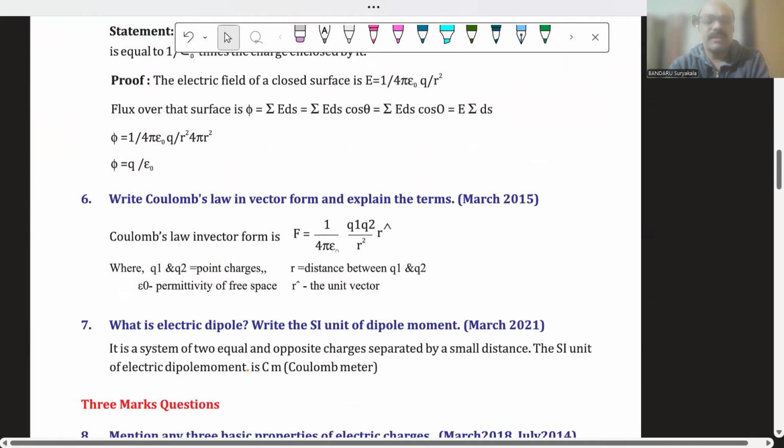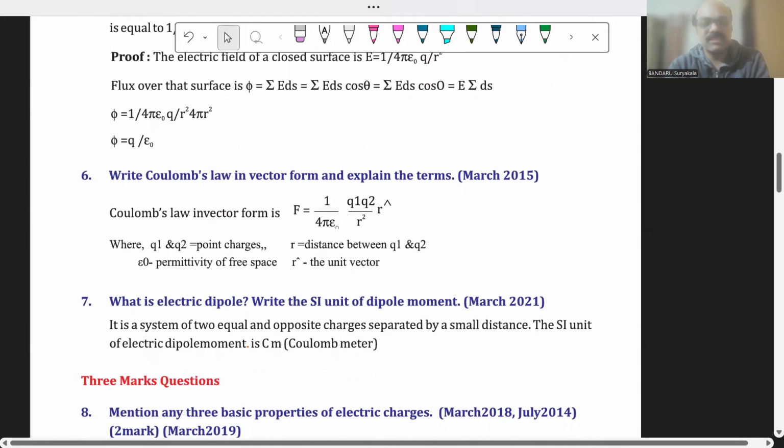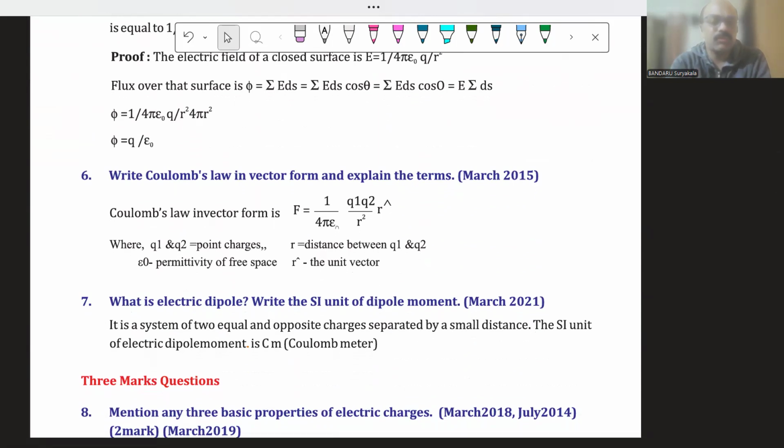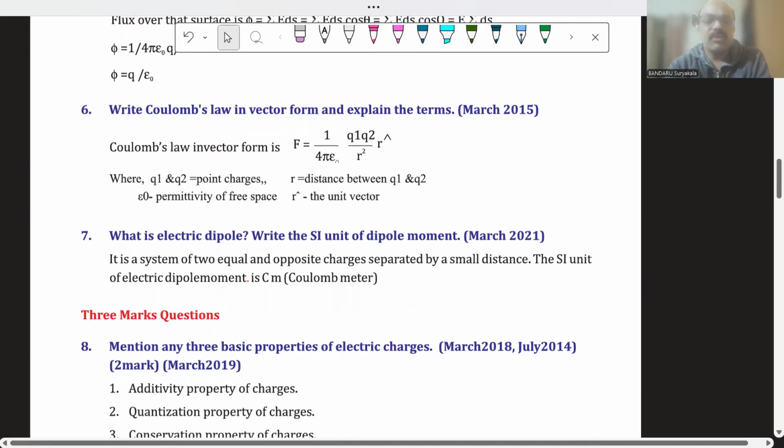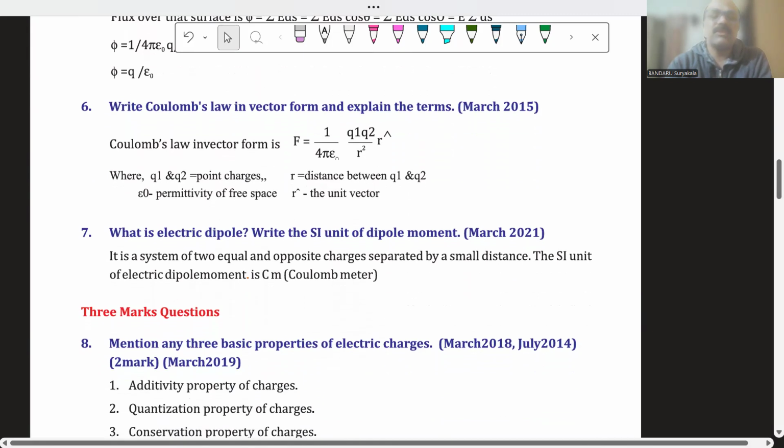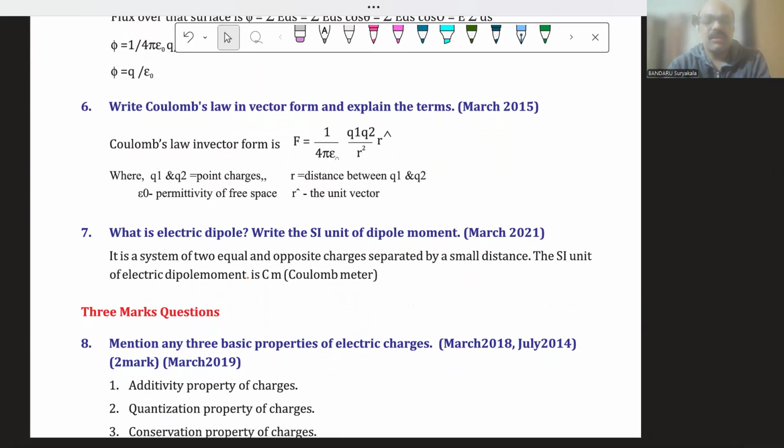Next, Coulomb's law in vector form. This is q1 and q2, not q power 1 and q power 2, as you see in problems. Also write the terms used in that formula. And what is an electric dipole? Write the dipole definition, and the SI unit of dipole moment, coulomb meter.